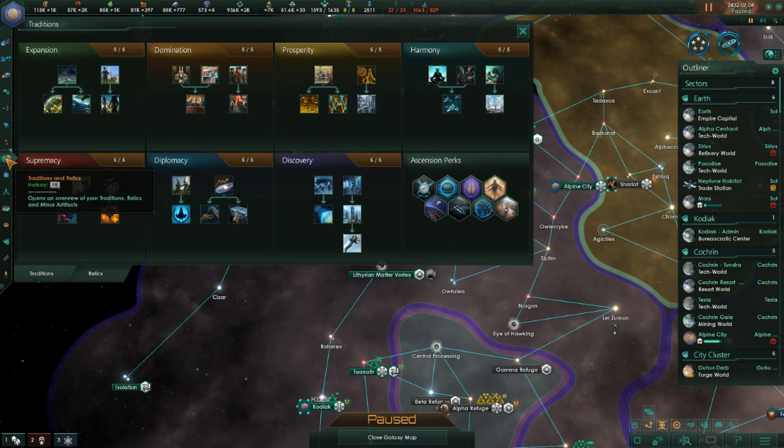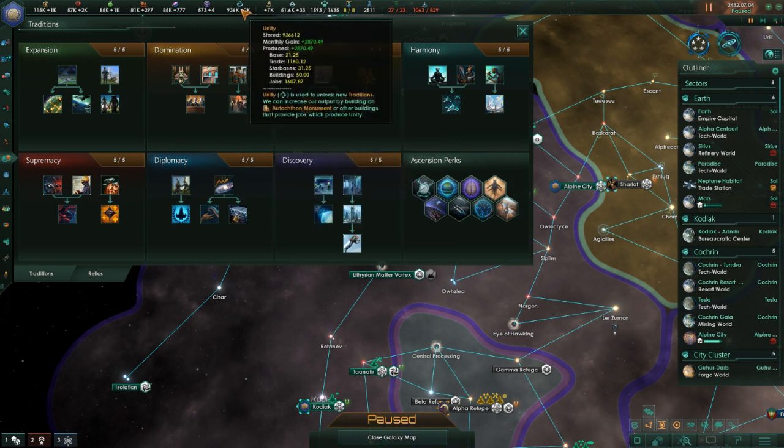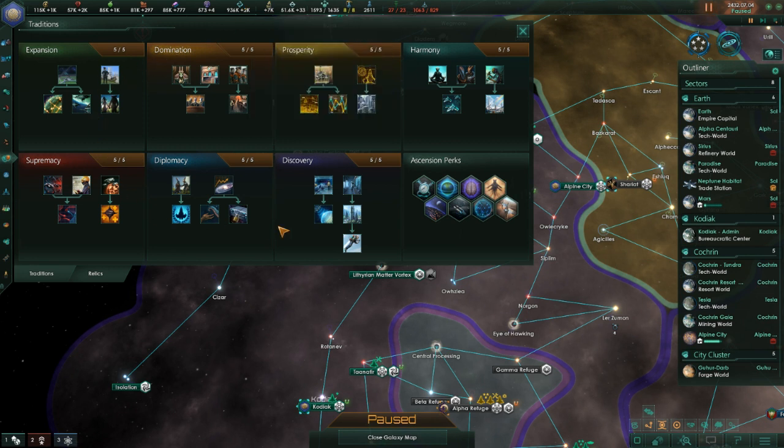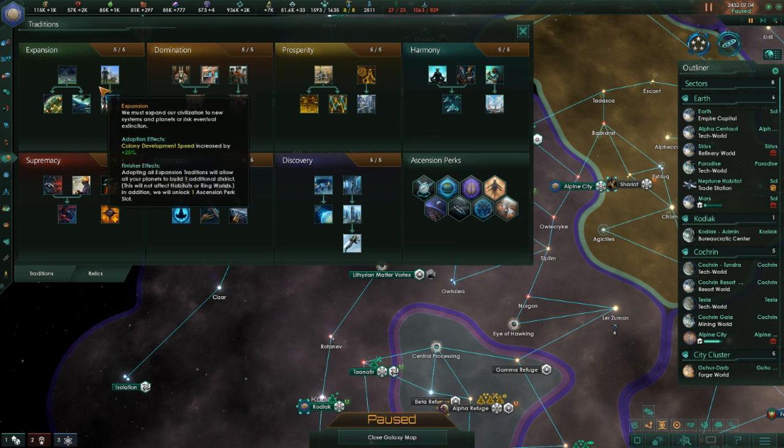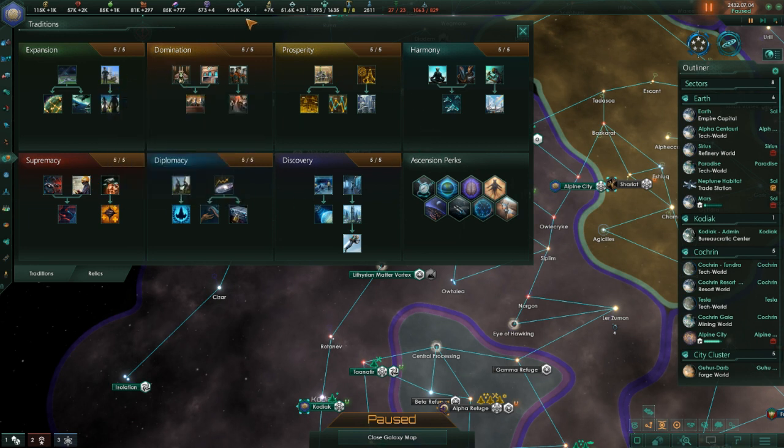Traditions. Okay. This is what a maxed out tradition tree looks like. So one of your resources is unity. Unity is generated by your population when they feel more unified. Every single one of these traditions requires a certain amount of unity points, and the system will actually tell you when you've earned another one. At this point, I have completely maxed out, so we don't have that much going on here.